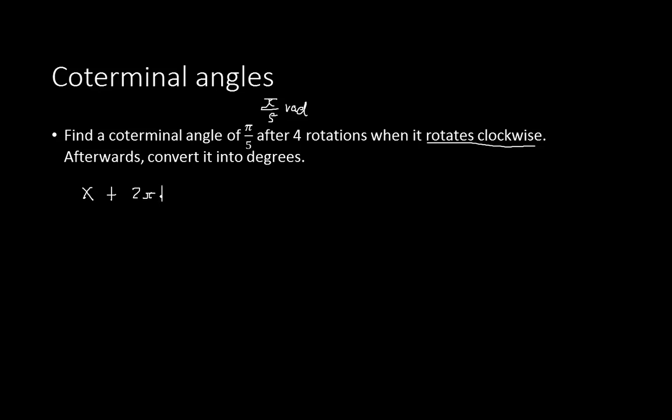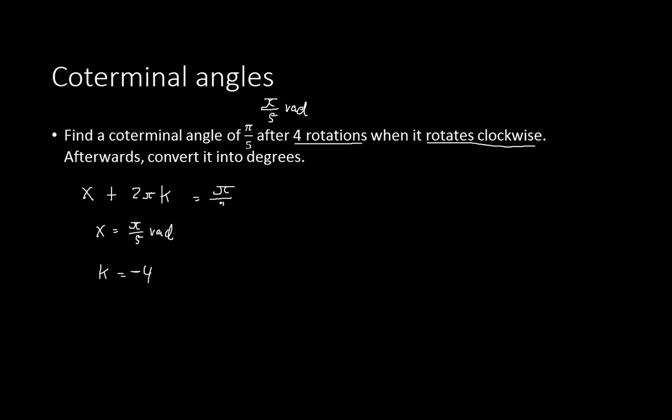So the given angle here is obviously pi all over 5 radians. Your k here is negative 4. Why negative 4? Well, first, it rotates 4 times, but it rotates clockwise. So what happens when it rotates clockwise? We will have negative angles. So therefore, it's supposed to be negative here. Hence, we will substitute everything.